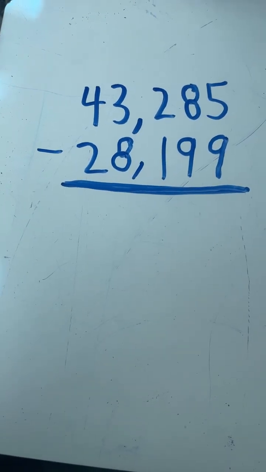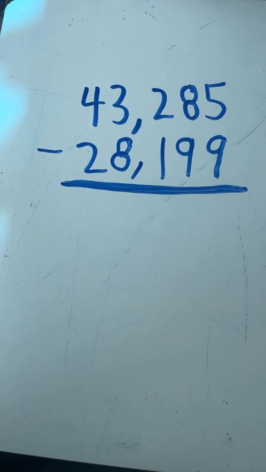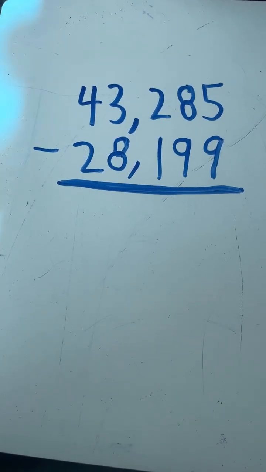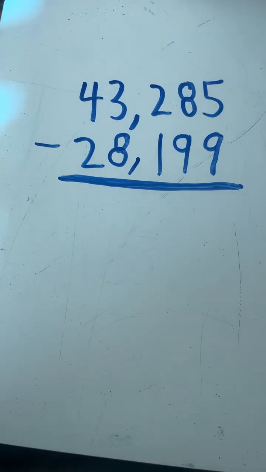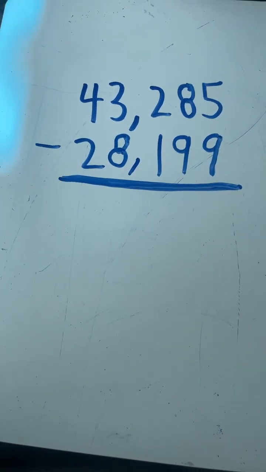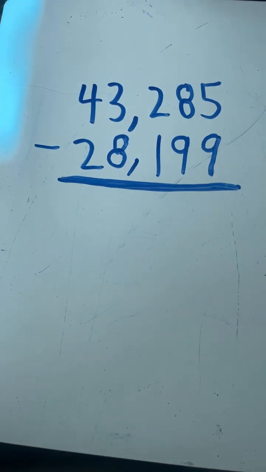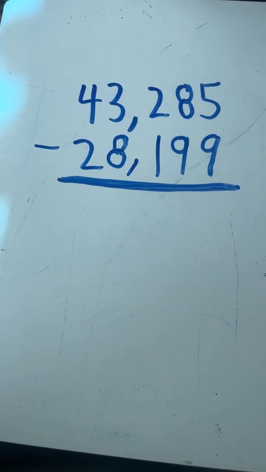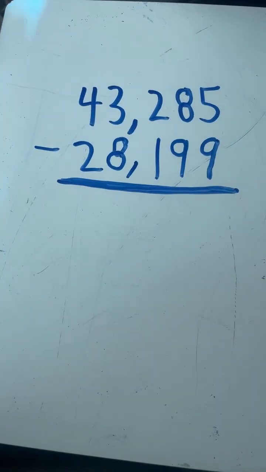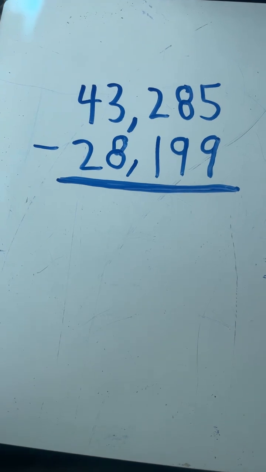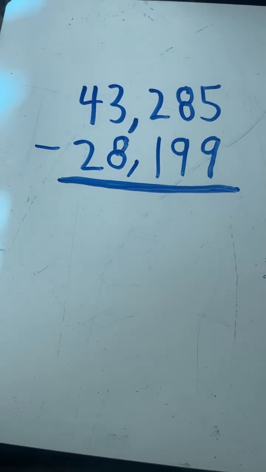So this video is going to be a review of multi-digit subtraction. We're going to get into it step by step. So the first problem here is 43,285 minus 28,199. So with subtraction, we regroup whenever there is a bottom digit that is bigger than the top digit.